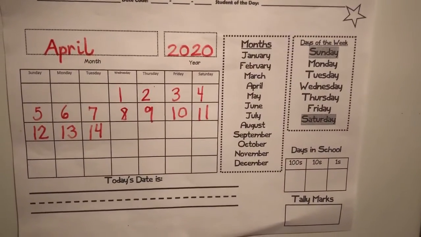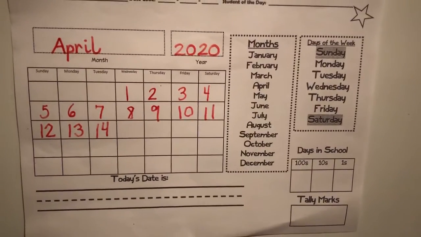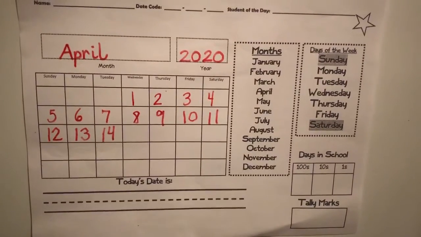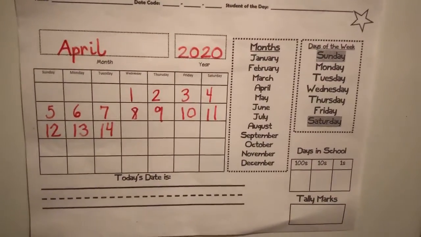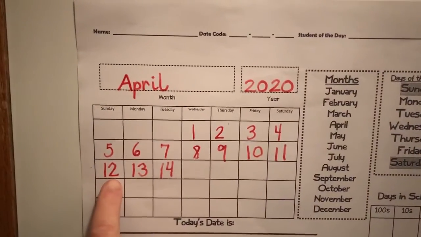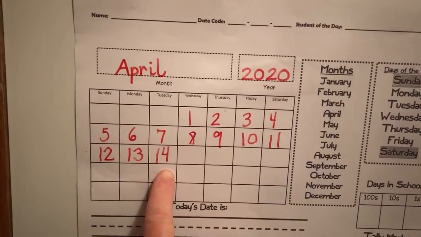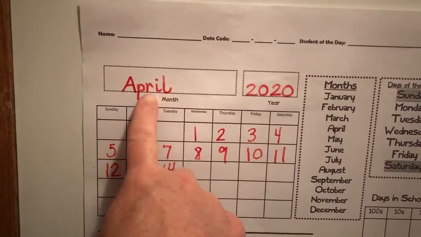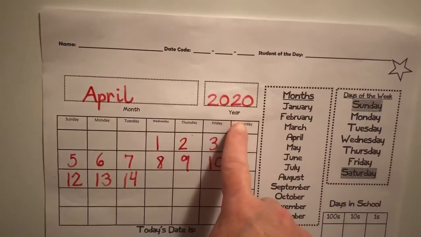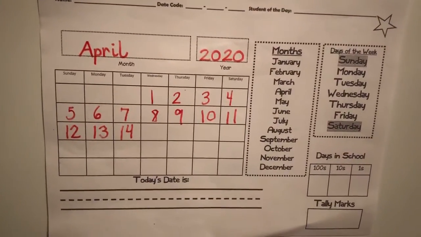Hi guys, this is lesson 72, measuring line segments to the nearest half inch. Today's date is Tuesday, April 14th, 2020. On Sunday, it was Easter, and today is Tuesday the 14th. So it's Tuesday, April 14th, 2020. Now, does anyone remember how many days we've been in school?